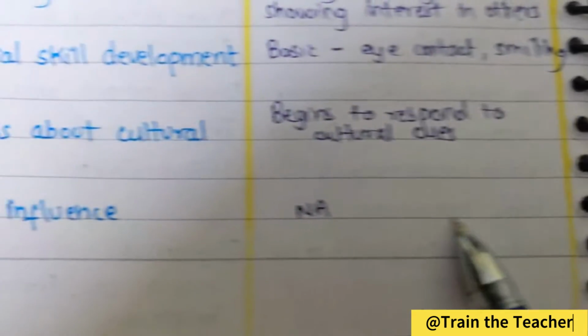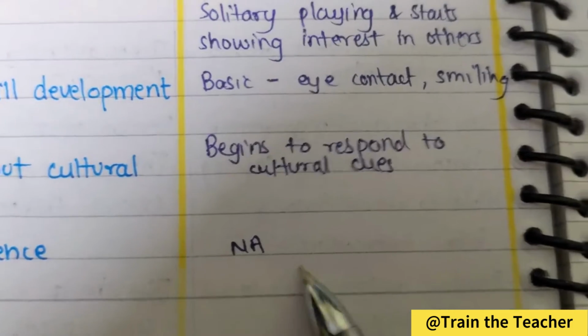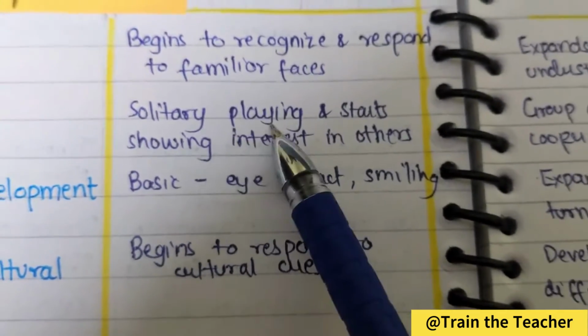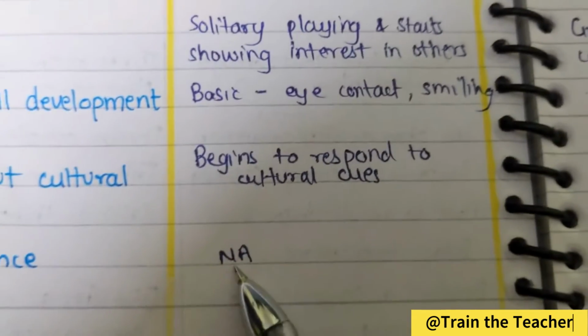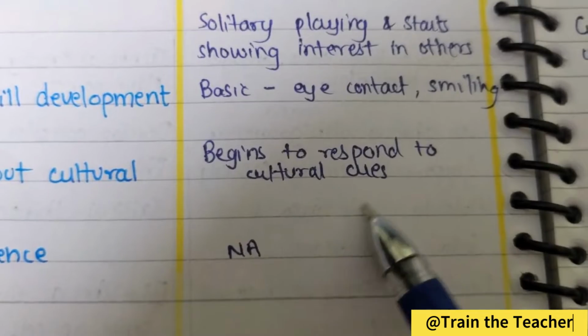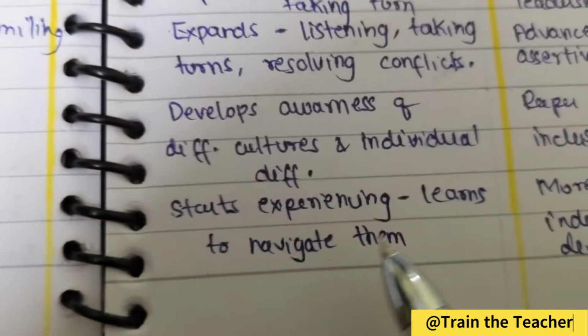Peer influence. During infancy, it's not applicable. There is no peer influence. They just play, as it was written. Solitary playing takes place, and they start showing interest in others. But the other infants fail to influence the other infants.